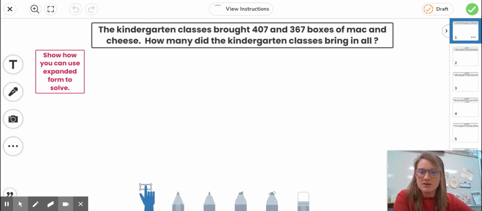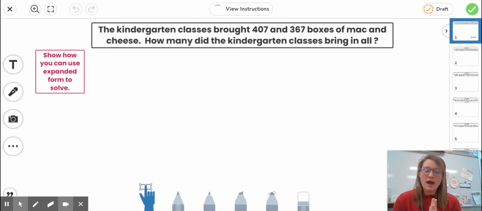Mr. Fairchild sent me a graph of the actual numbers of macaroni boxes that were collected from every single grade and from every single class. And so all the problems that you're working on today are real problems that are about this macaroni mountain. All right, so it is doing a word problem and thinking about this situation in real life, but it's also going to ask you to solve the problem using expanded form.